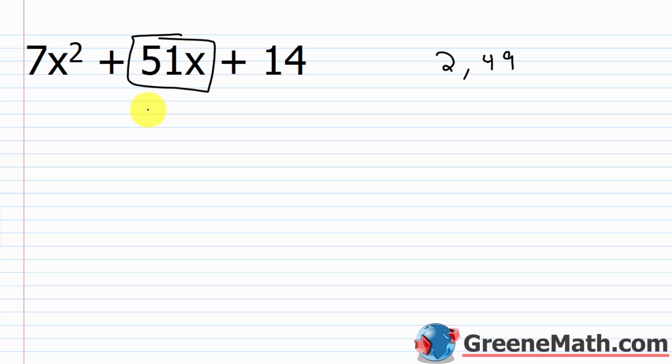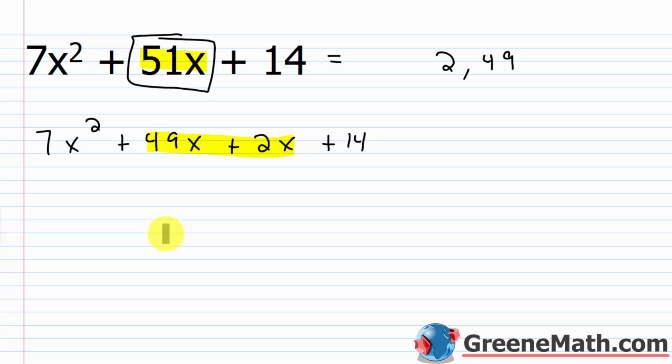by grouping. So in other words, what I'm going to do is write this as 7x squared plus 49x, then plus 2x, then plus 14. Now, in case you lost me there, think about the fact that 49x plus 2x gives you 51x. I didn't do anything illegal, okay? All I did was take the middle term and rewrite it using these two integers that we found. And so now we have a 4-term polynomial, right? We have 7x squared plus 49x plus 2x plus 14. It's the same value, it's the same thing. We're just doing this so that we can use factoring by grouping.